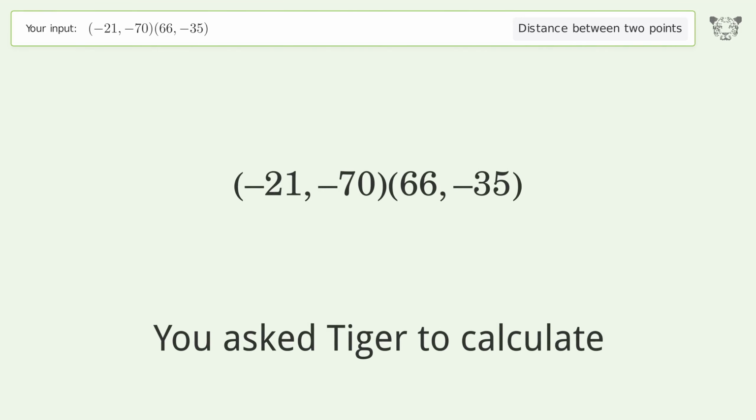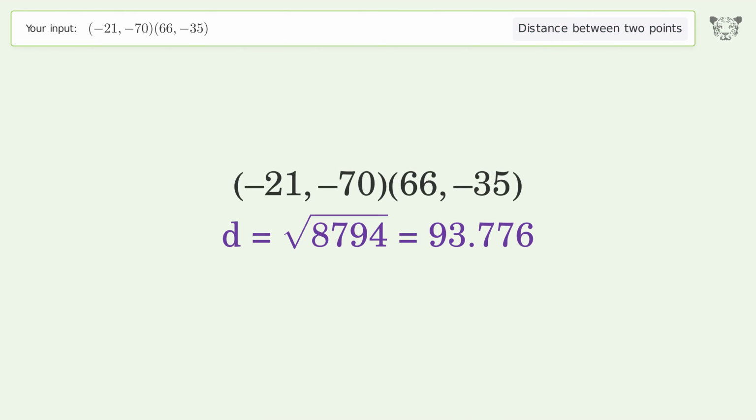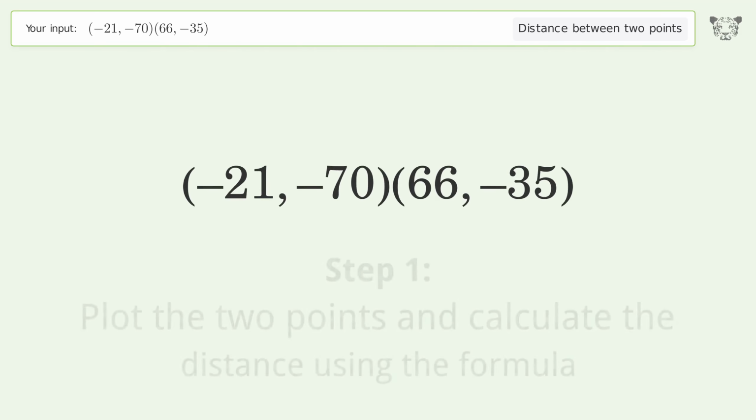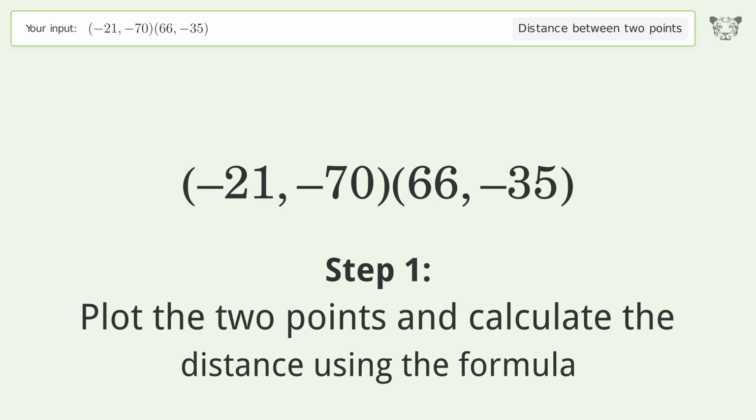You ask Tiger to calculate. This deals with the distance between 2 points. The distance between the 2 points is the square root of 8,794, or 93.776. Let's solve it step by step. Plot the 2 points and calculate the distance using the formula.